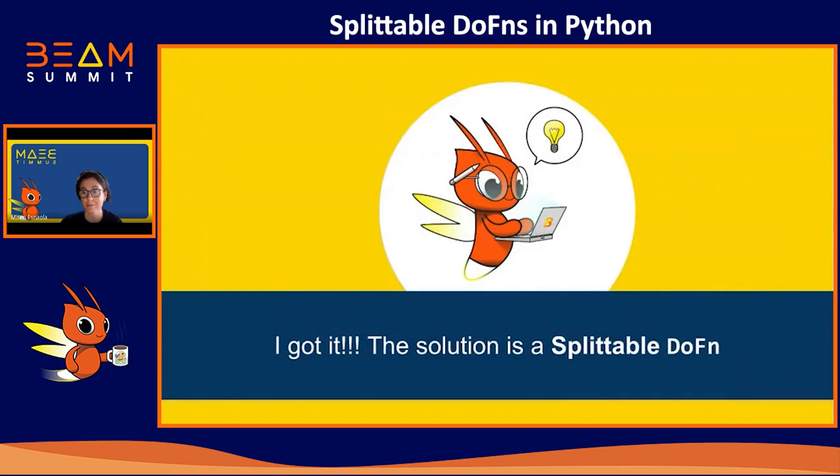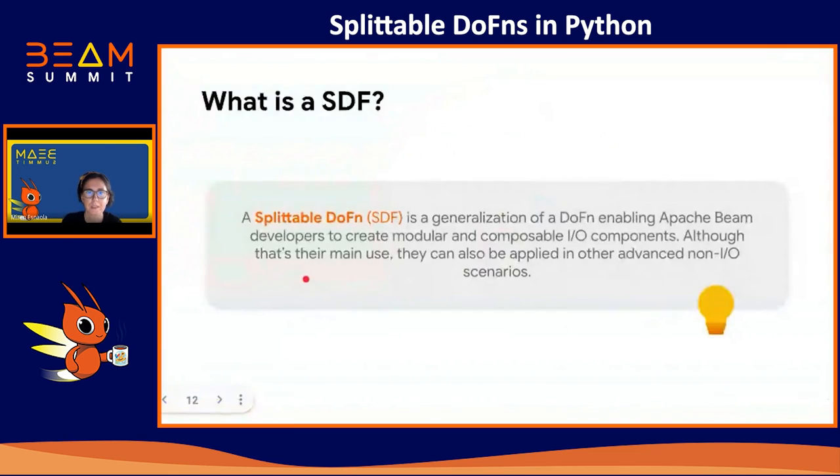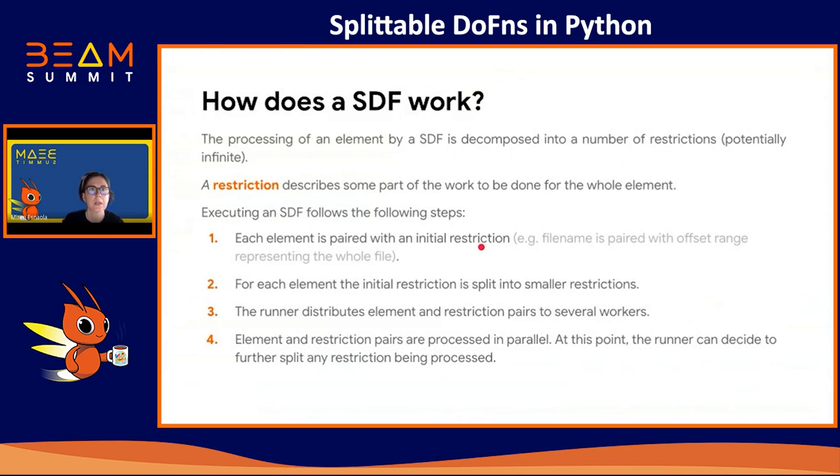So the solution was to create the splittable DoFn. The splittable DoFn is, as I said, a generalization of the DoFn. So I can bring in those source API characteristics and use DoFns to implement composable IO connectors or components. That's the main use case, although there are other advanced use cases that we are not going to cover here, for non-IO scenarios.